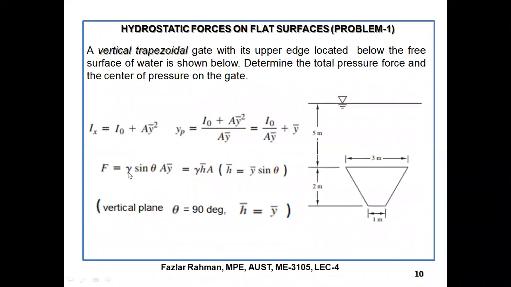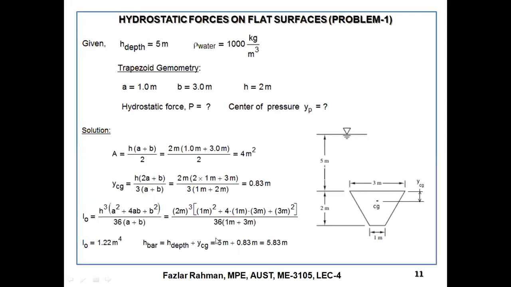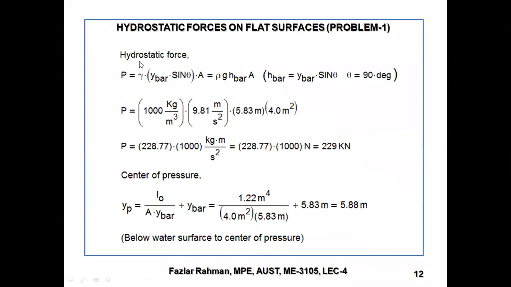Any question? No? Okay. Now, what is our formula to figure out the pressure force? F equals gamma sine theta A Y. Sine theta equal to how much over here? Theta is 90, sine theta equal to 1. And H bar or Y bar is the same. So we already figured out H bar. So hydrostatic force is gamma Y bar sine theta into A. Then gamma equal to rho g. Y bar, H bar same. Then area. Then you put all the values, you get 229 kilonewton.